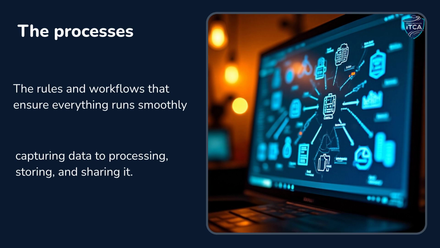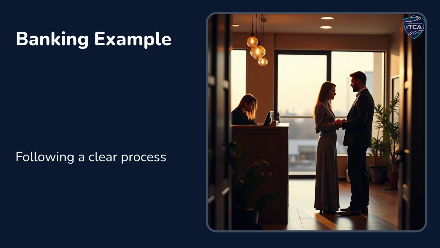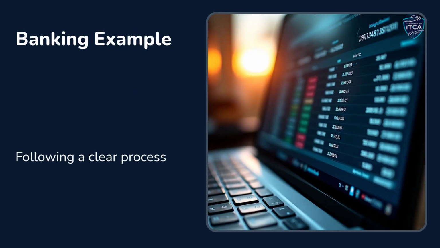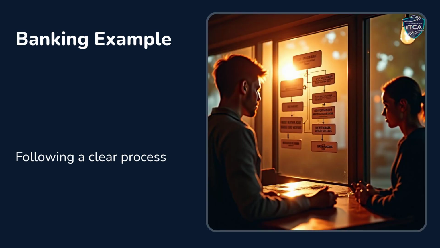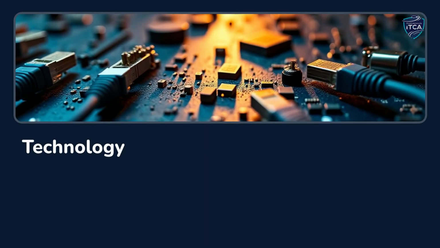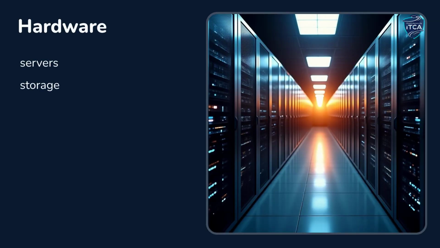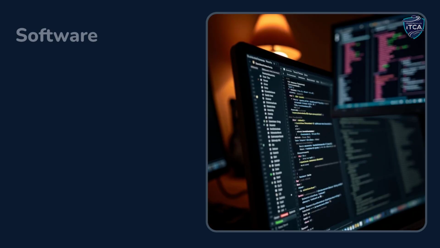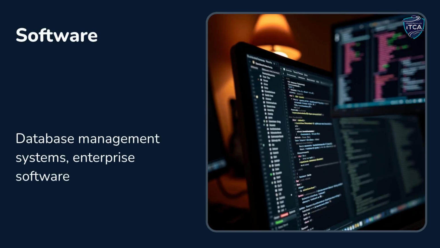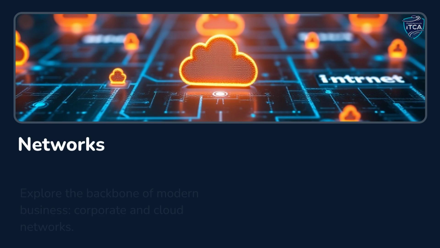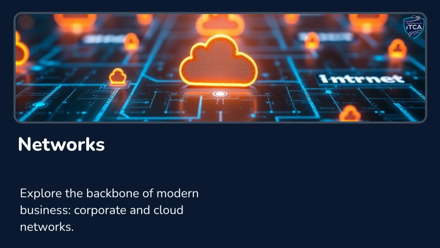These are the rules and workflows that ensure everything runs smoothly, from capturing data to processing, storing, and sharing it. In banking, for example, opening an account, recording transactions, and generating monthly statements follow a clear process. Finally, the technology, the hardware, software, and networks that make it all possible. Hardware: servers, storage devices. Software: database management systems, enterprise software. Networks: corporate intranets, cloud platforms.